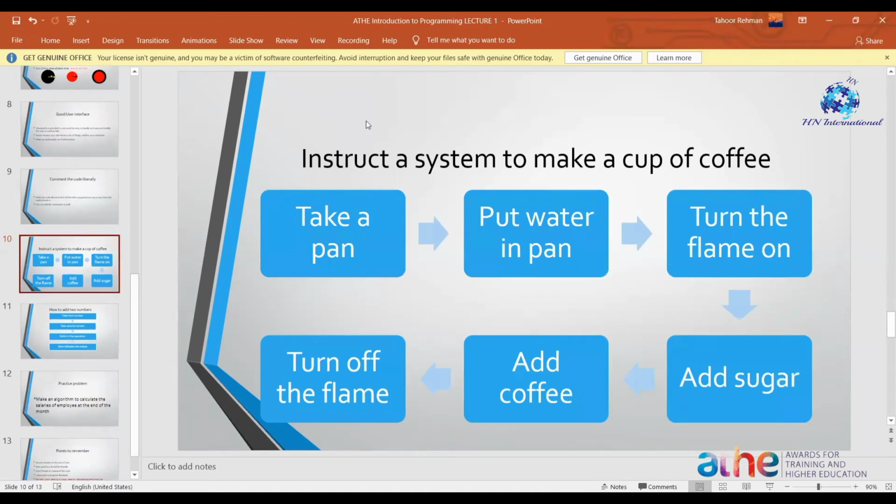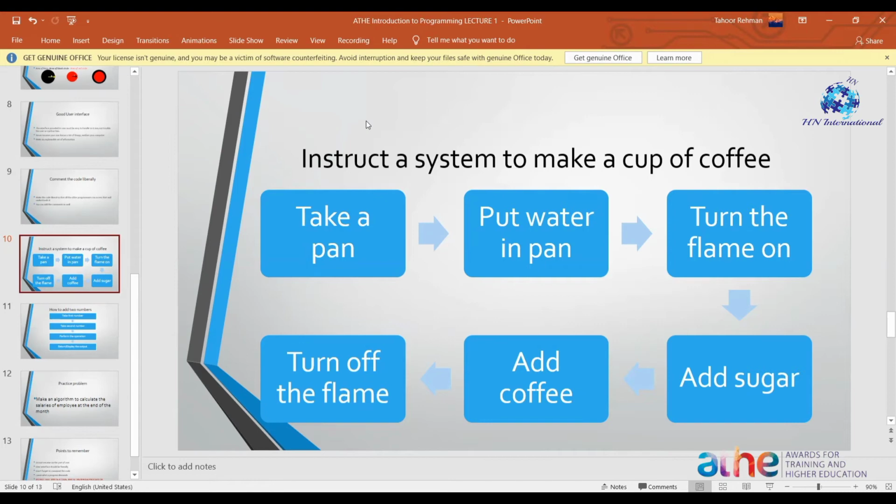Instruct a system to make a cup of coffee. Basically, we write algorithms to perform different tasks, before writing a code. Any idea about algorithms? The steps that we take or input in order to get a solution or an output. And it's done in the form of a flow diagram.